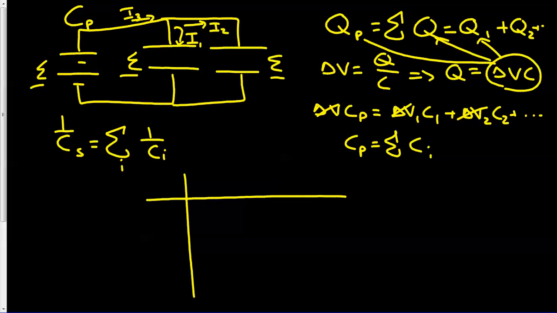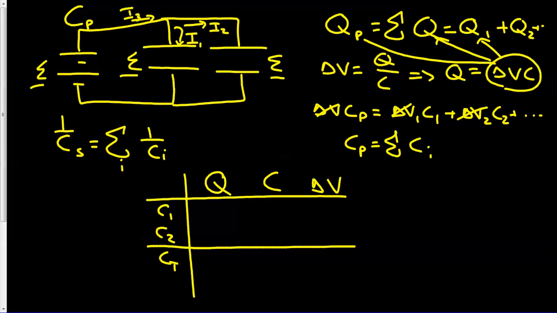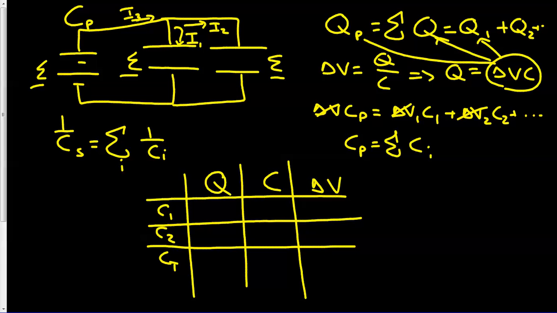So for resistors, we set up a VIRP chart. For capacitors, you don't want to do a VIRP, you want to do a QC delta V. And then we could write C1, C2, and C total. Okay, or if there's 3 of them, add 3 in the total. And this is a nice way to store your information, to organize your information.